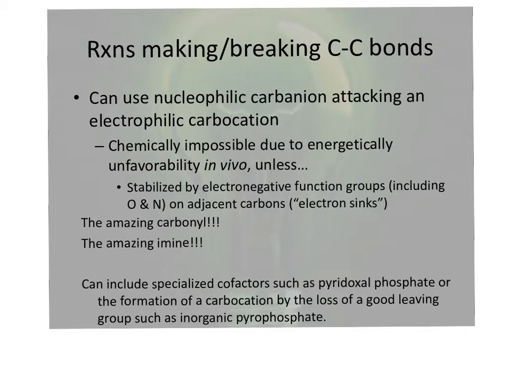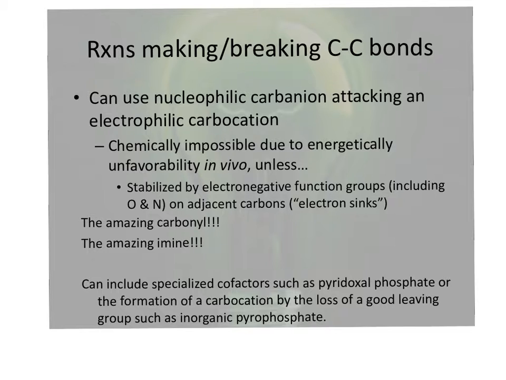Okay. These are chemically impossible in vivo. You will not just have a straight carbocation floating around. They have to be protected somehow. You've got to stabilize them some way. Many times, biochemists like to call them electron sinks. That way it helps stabilize some of these charges, because they can pull the electrons down the electron drain.